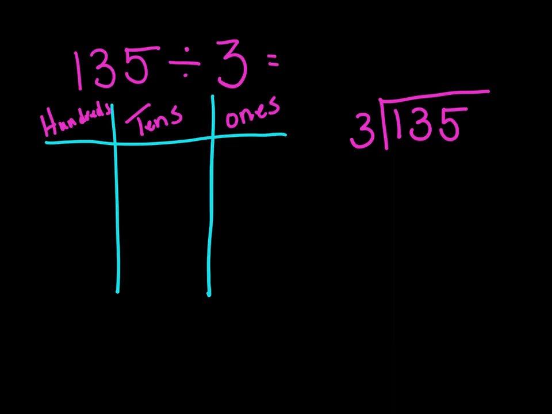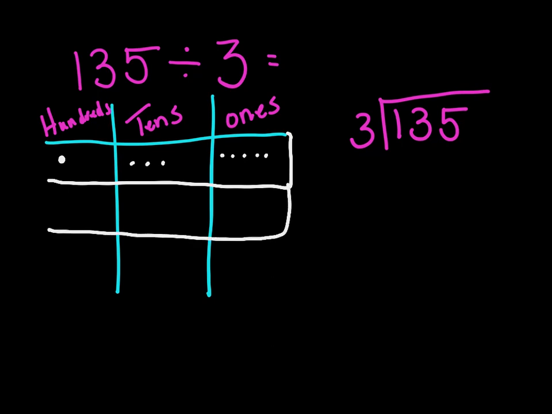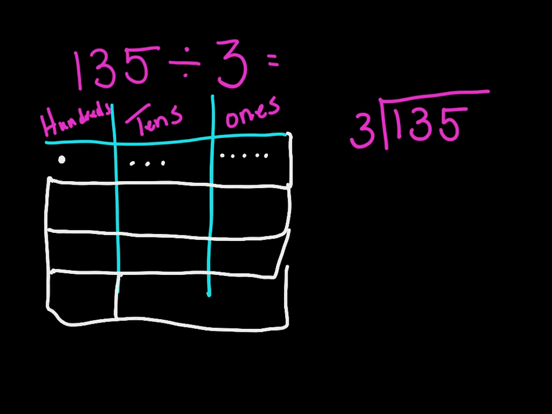All right, our next one, 135 divided by 3. So what we're going to want to do is we're going to want to break up the 135. So we have 1 hundred, we have 3 tens, and we have 5 ones. And now we have to split that up into 3 equal groups. There's 1 group, there's 2 groups, and our last one is 3. Let me just make these lines bigger.